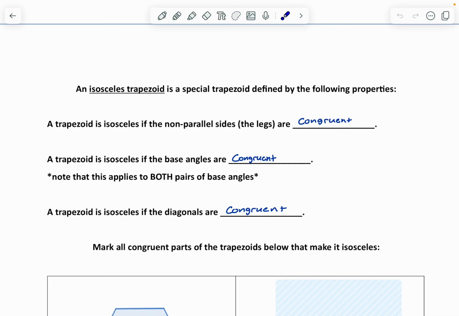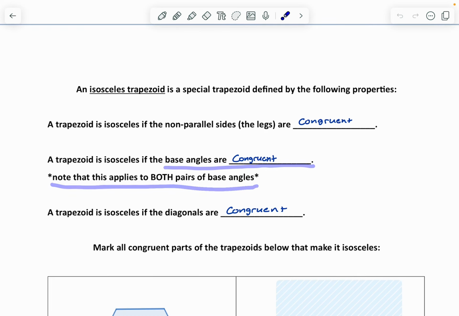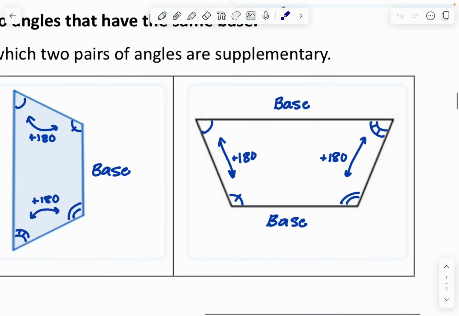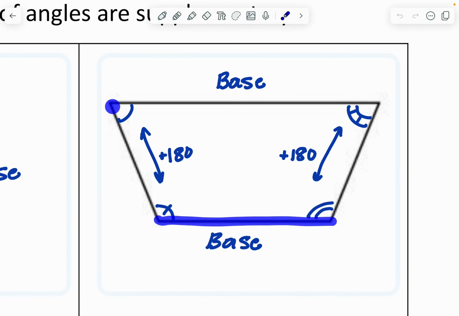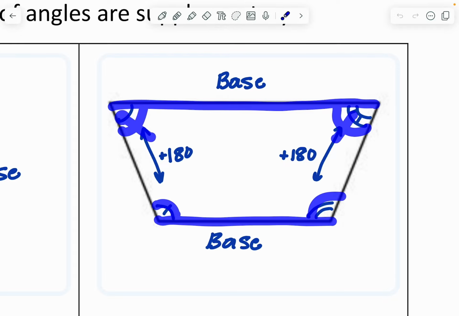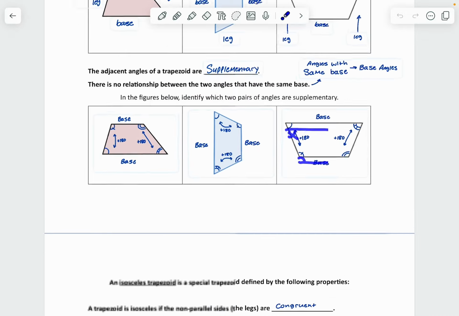A trapezoid is isosceles if the non-parallel sides, which we call the legs, are congruent. A trapezoid is isosceles if the base angles are congruent. That applies to both pairs of base angles. Right? In any trapezoid, you have two bases, you're going to have two pairs of base angles. In an isosceles trapezoid, those base angles are going to be congruent.